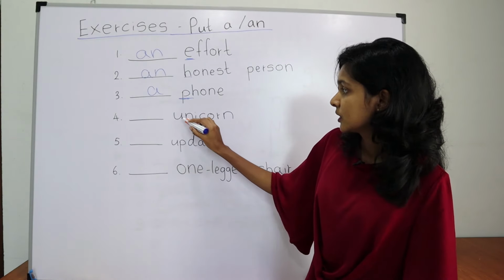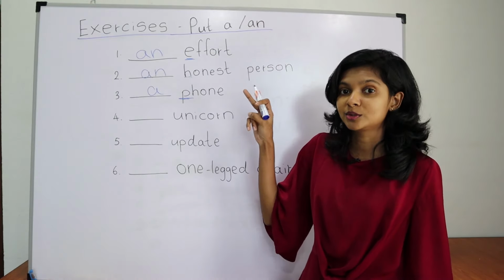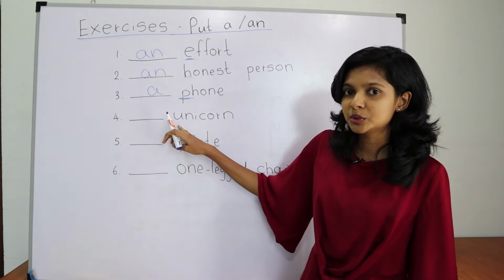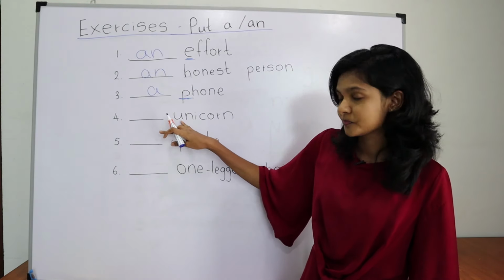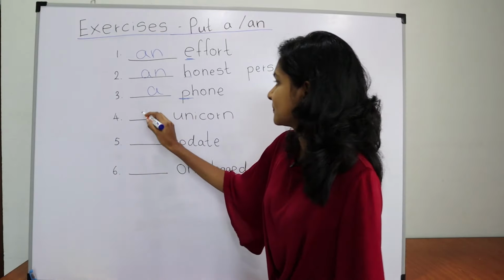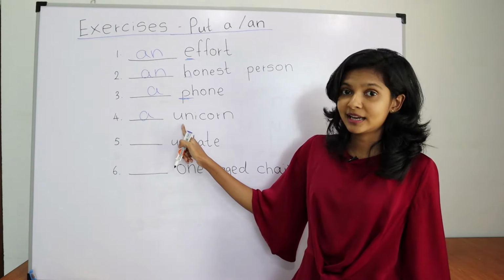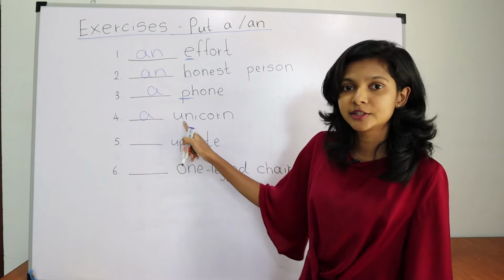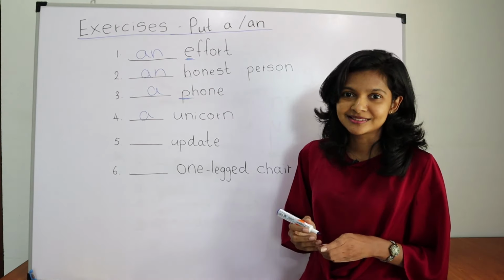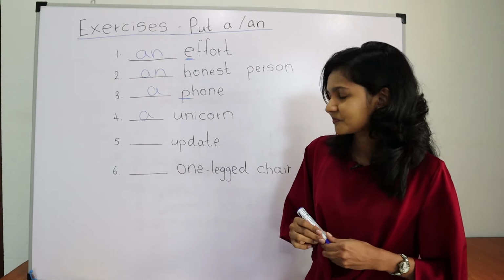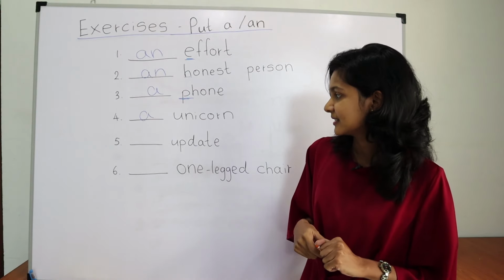Number 4, unicorn. If you can remember the point I taught you earlier, this U is pronounced as YU, U sound, so we have to say a unicorn. Don't say an unicorn, a unicorn. These two questions are for you to answer in the comment section. Just comment in the comment section and let's see whether the answers are correct.